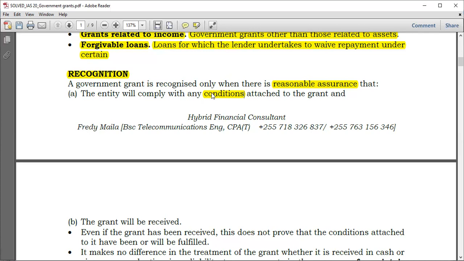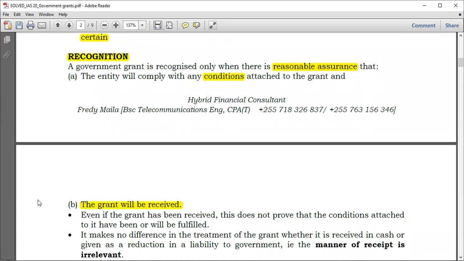So stop that. But also the grant will be received. Simply speaking, to remember this well, we take a look at the entity side, which will fulfill the conditions, but also we take a look at the government side, that the government will give the grant, so the grant will be received just like that. These are the conditions we have to follow.